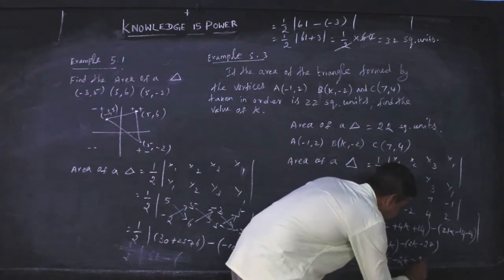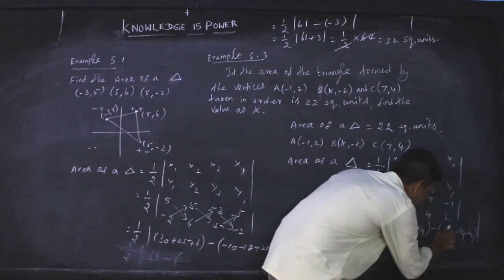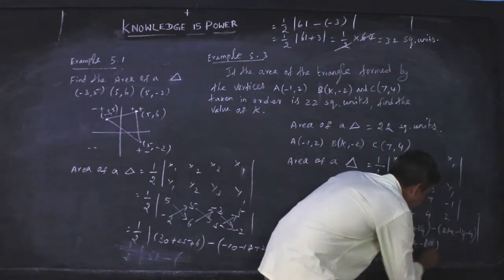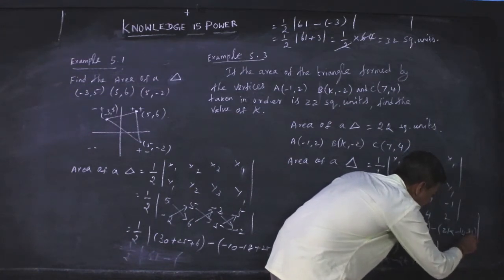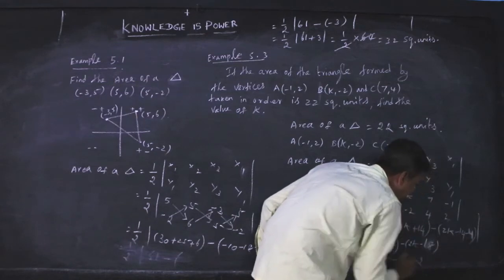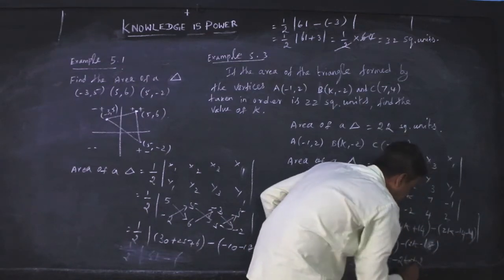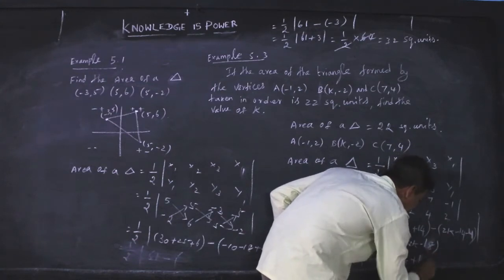Minus into minus plus 20. This is not 28, this will be 18. 18, 14 minus 4, not minus 14, minus 4. So minus 14 minus 4 will be minus 18. So it will be what? Plus 18, plus 18.